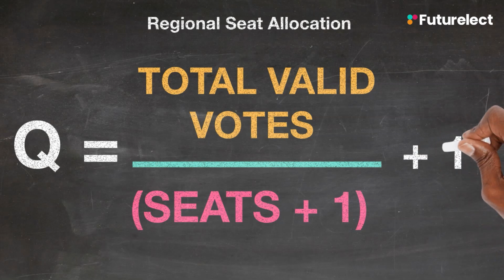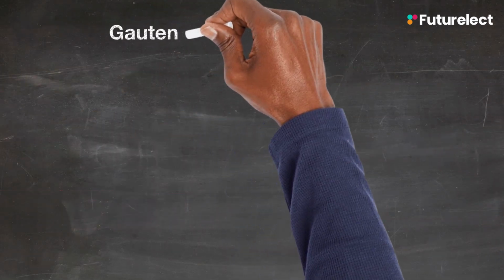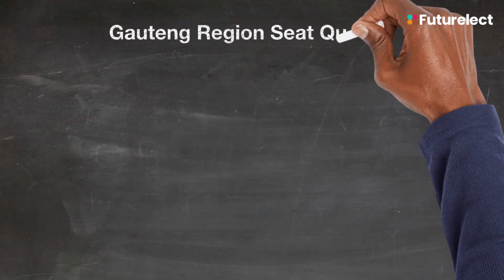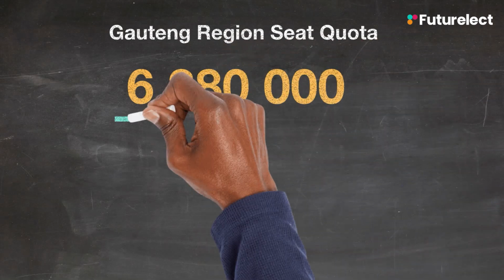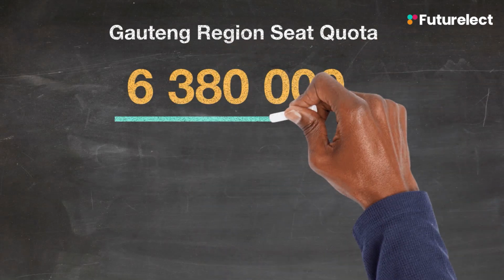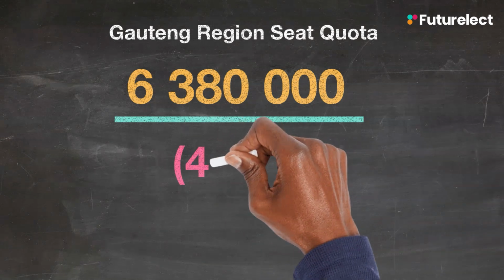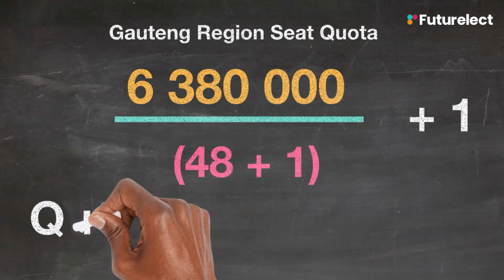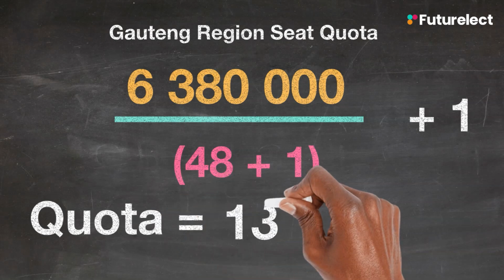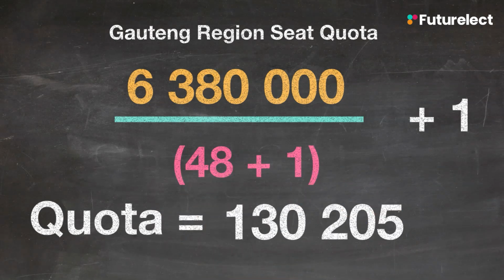So, if 6,380,000 people were to vote in Gauteng in the next elections, the quota for each of those regional seats would be 6,380,000 votes divided by 48 seats plus 1, which equals 130,205 votes per Gauteng regional seat in the National Assembly.